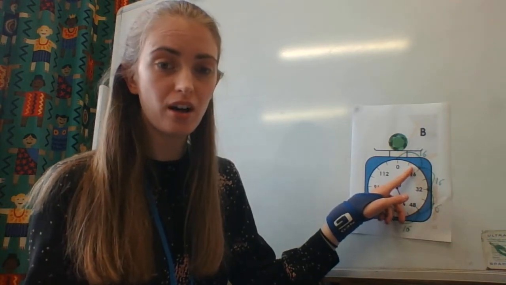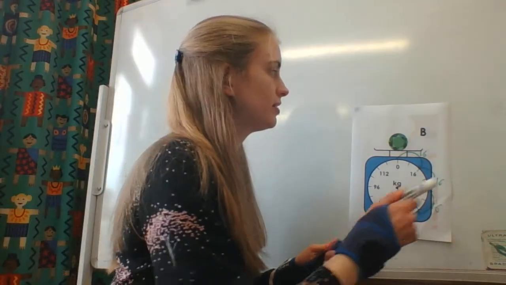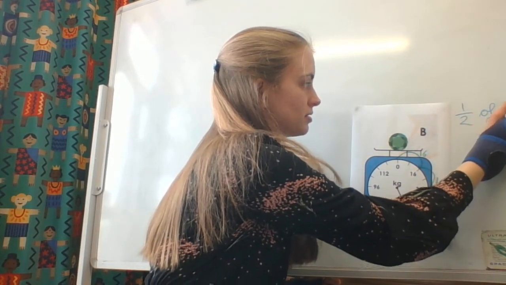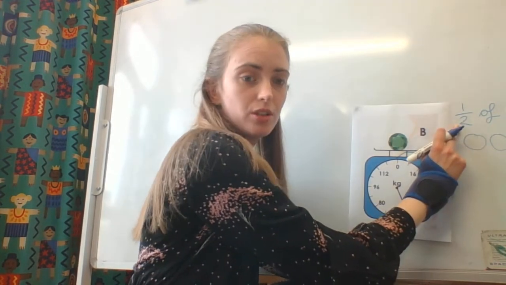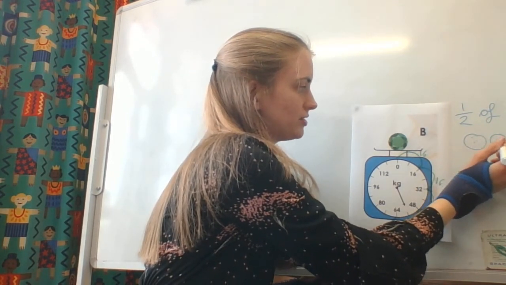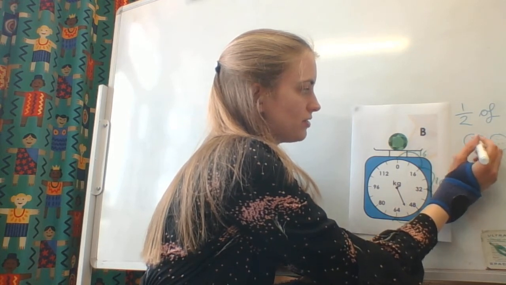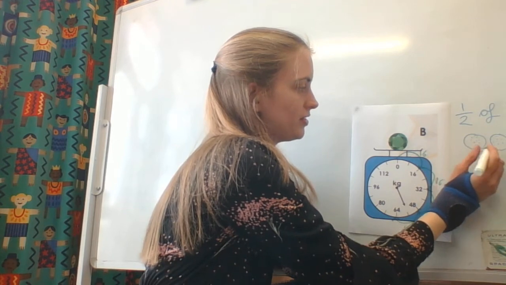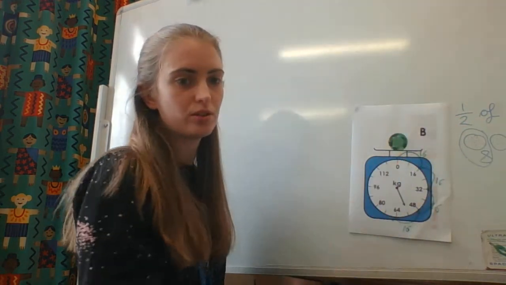So I can find half of 16. There are 2 equal-sized gaps. 2 groups, denominator of 2. 2 groups, 16. 1, 2, 3, 4, 5, 6, 7, 8, 9, 10, 11, 12, 13, 14, 15, 16. 1, 2, 3, 4, 5, 6, 7, 8. Half of 16 is 8. There is 8 in one of my groups.